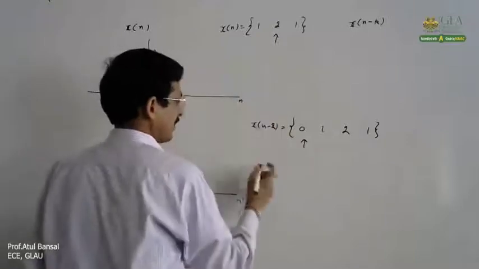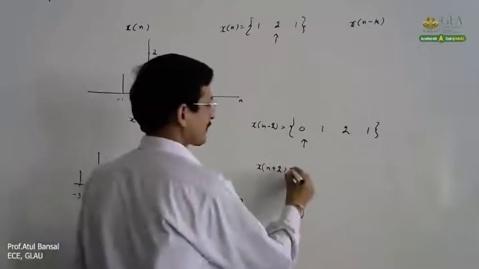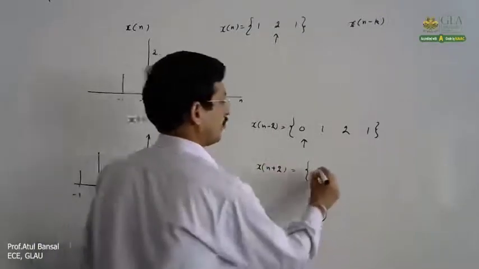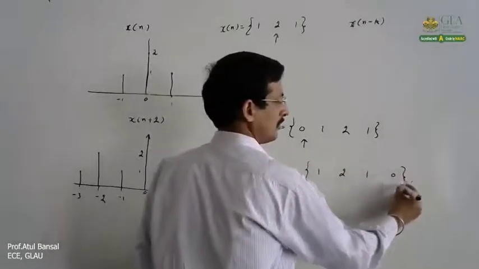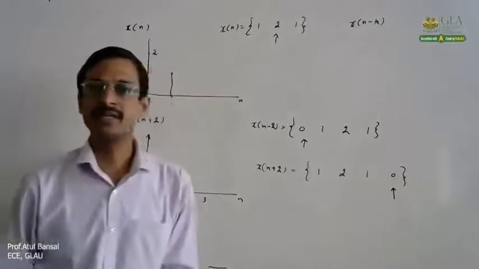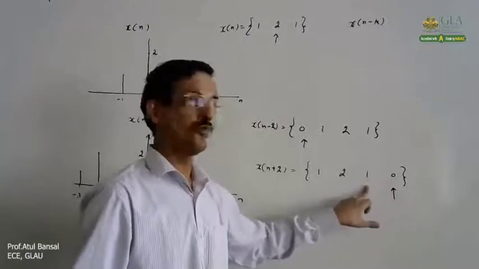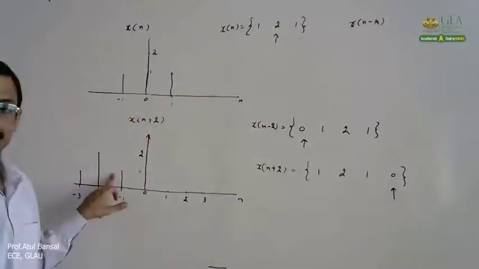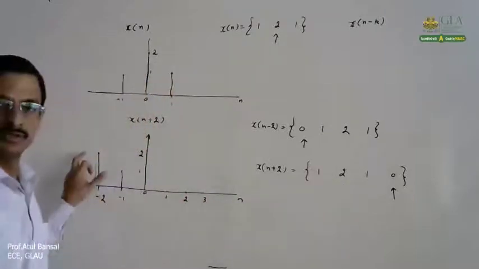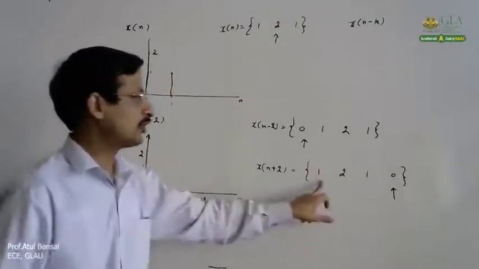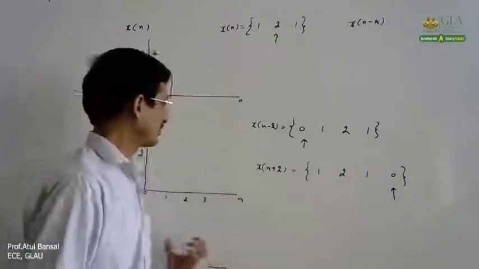If x[n] is this, and if x of n plus 2, this will be again 1, 2, 1, 0, with the arrow at this position. So this indicates that at n equal to 0, magnitude is 0. At n equal to minus 1, it is 1. At n equal to minus 2, it is 2. And again at n equal to minus 3, it is 1. So that is how we can write it like this or this. So this is a new signal.